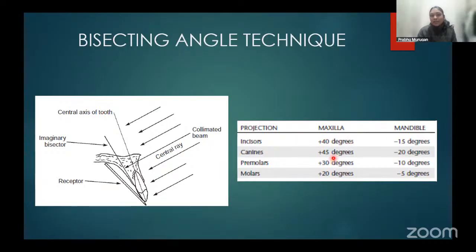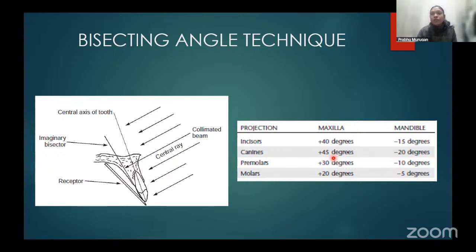For your maxillary canines, it will be plus 45 degrees. For the premolars, plus 30. And for the molars, it is plus 20 degrees. For the mandibular incisors, central and lateral, it is going to be minus 15 degrees. For the mandibular canines, it is minus 20. For the mandibular premolars, it is minus 10. And for the mandibular molars, it is minus 5 degrees.